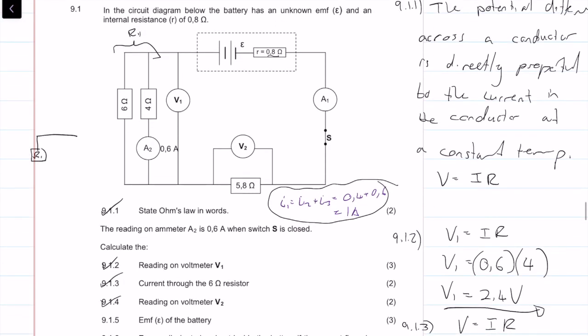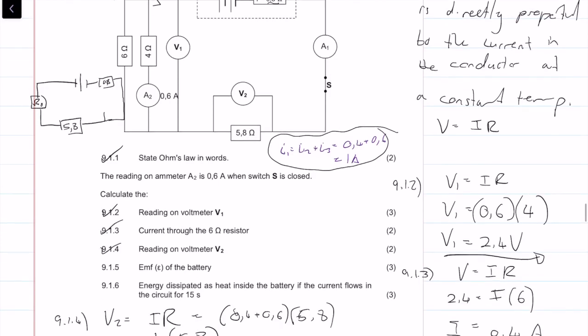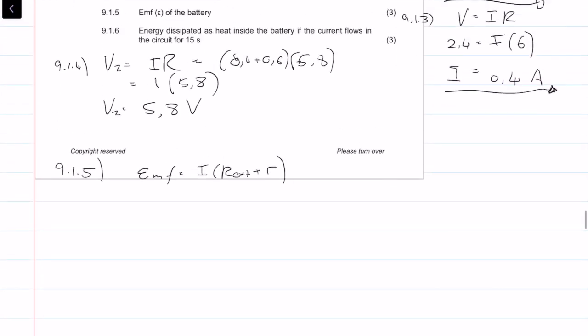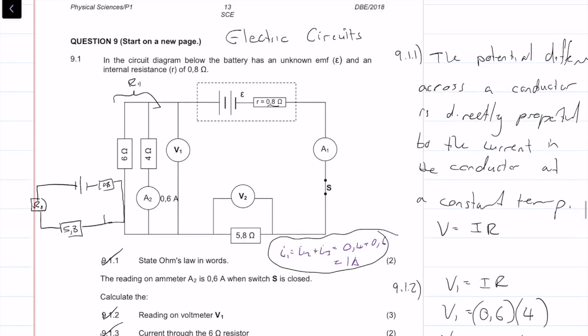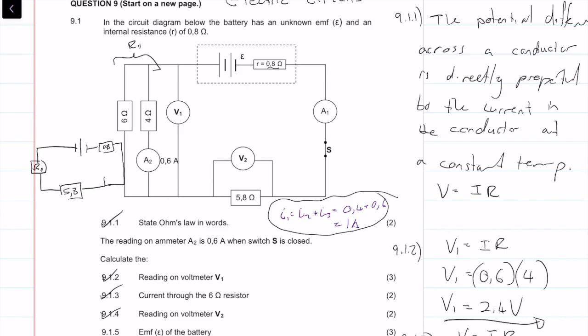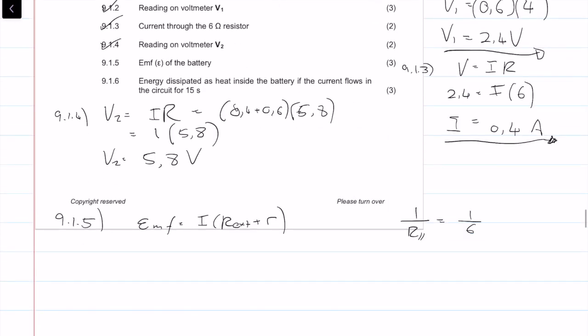We have R parallel, we have a 5,8 ohm resistor, and we have our cell with a 0,8 ohm resistor. Okay, so we need to calculate R parallel first. We know the equation 1 over R parallel is equal to 1 over our branches, so it's 1 over 6 plus 1 over 4. If we solve for R parallel, it is equal to 2,4 ohms.